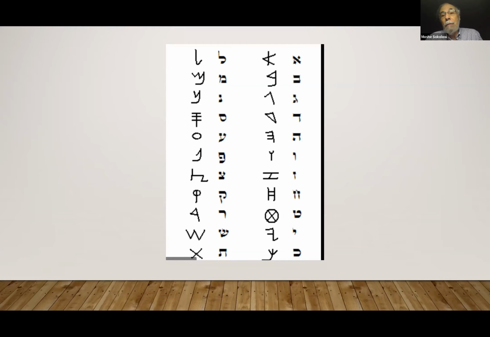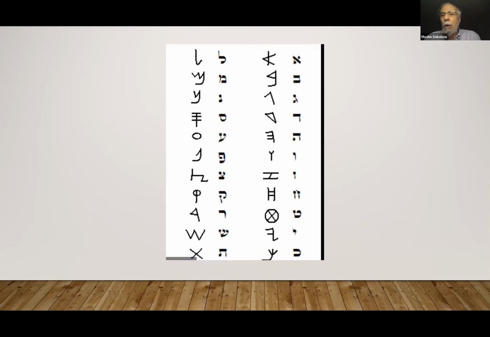One of the things that we'll see very shortly is a controversy between the two Talmuds, the Babylonian Talmud on the one hand and the so-called Palestinian or Jerusalem Talmud on the other hand, with regards to the question of which of these two alphabets is more venerable.